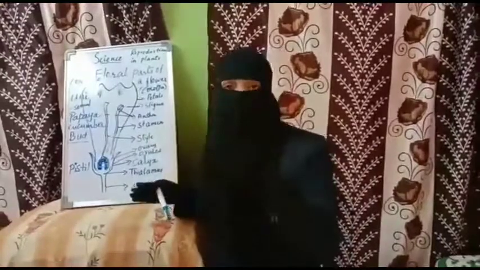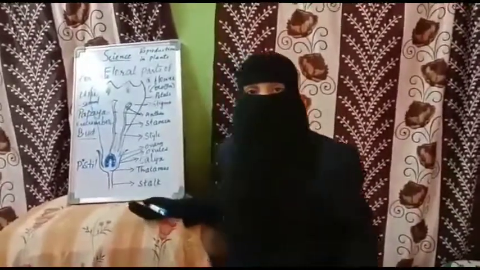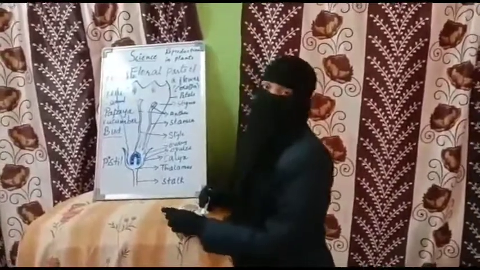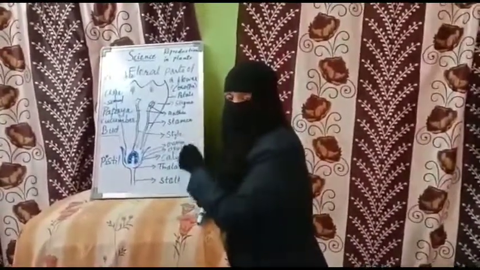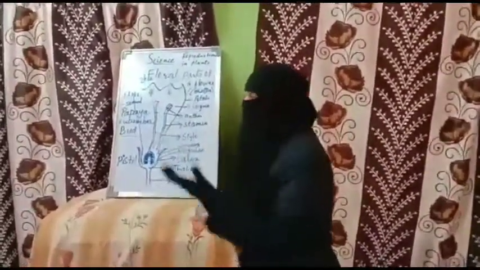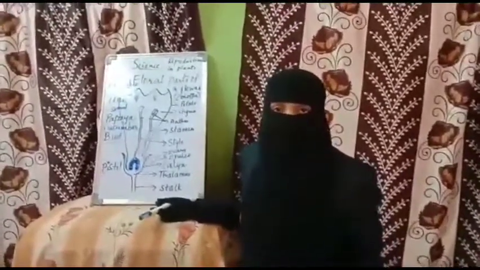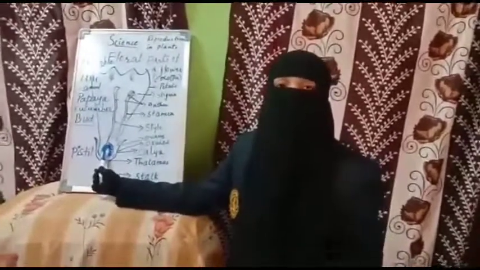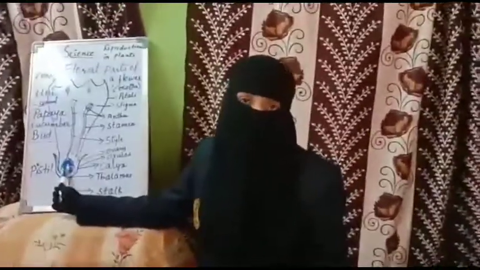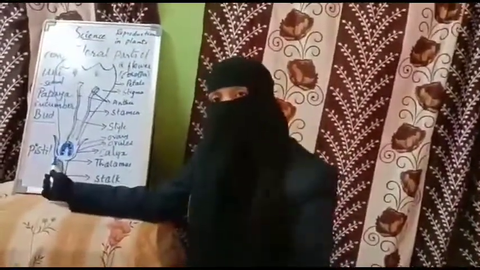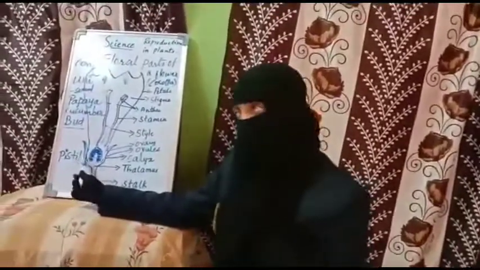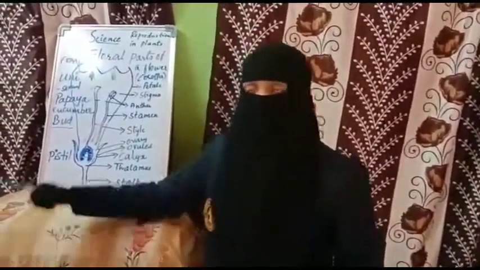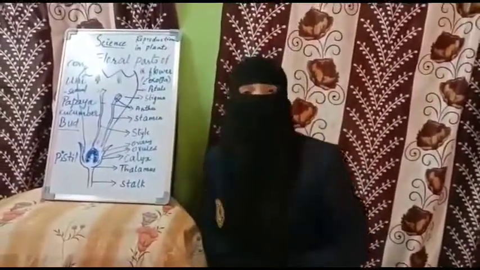When I say male flower, what do you think a male flower contains? Does it contain stamen or the pistil? Yes, it contains stamen, because stamen is the male reproductive organ. When I say female flower, it means it contains pistil. A flower which contains pistil is called a female flower. A flower which contains both male and female organs is called a complete and bisexual flower. This was about the floral parts of a flower.